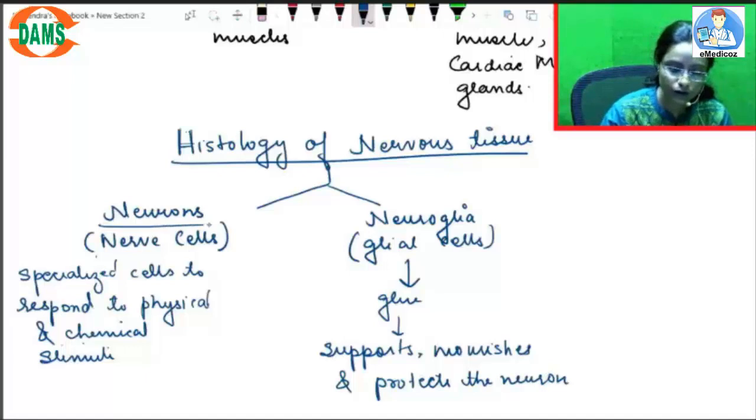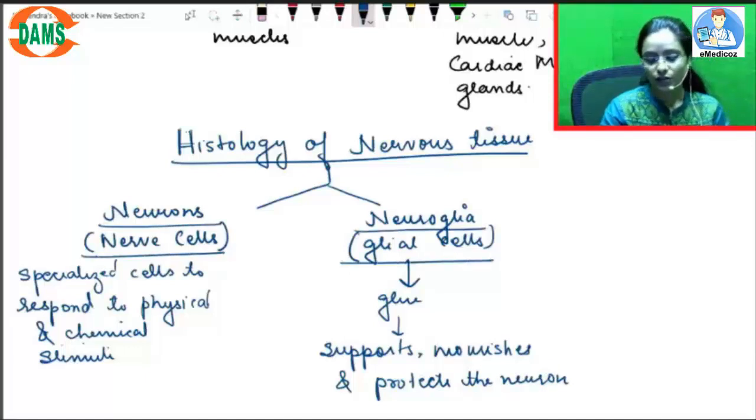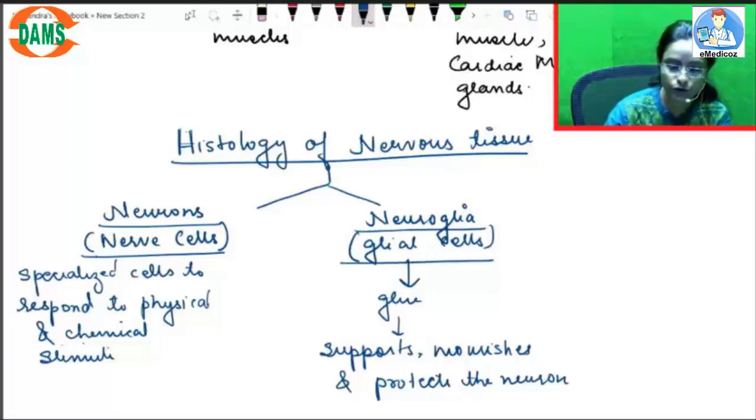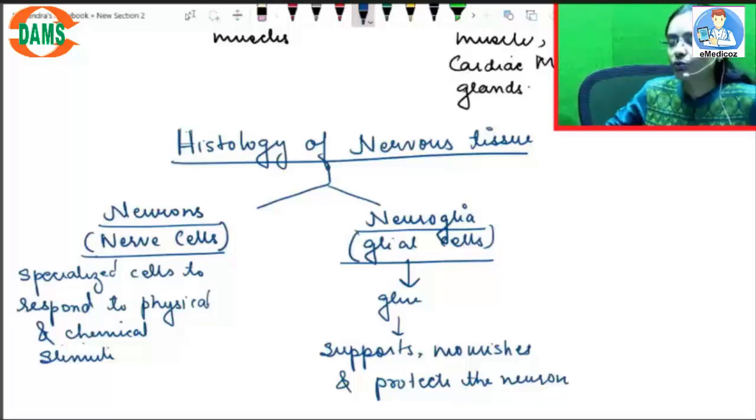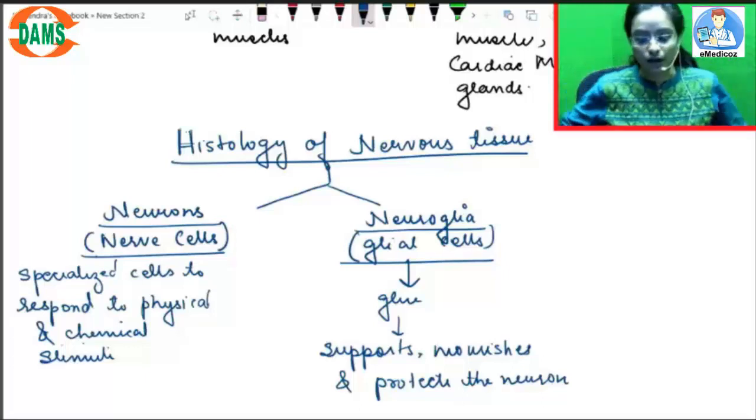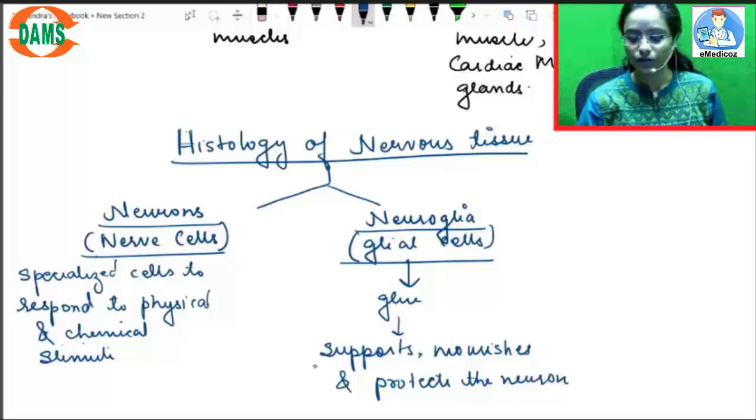तो तीसरा होता है न्यूरॉन्स. हिस्टोलॉजी ऑफ नर्वस टिश्यूज. तो सबसे पहला होता है न्यूरॉन्स, that is nerve cells. We know this is the specialized. The next is neuroglia. Glia word is derived from the word glue. Glue का मतलब होता है चिपकना. And it क्या करता है? It supports, it nourishes and protects the neuron.